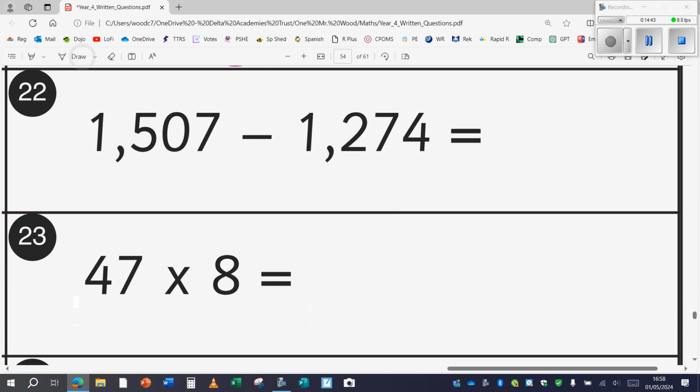22 then, we've got a slightly more confusing question. 1,507 take away 1,274. So a much more tricky question to cheat with, or no real shortcuts. So let's set that one up as we would do. 1,507, 1,274.